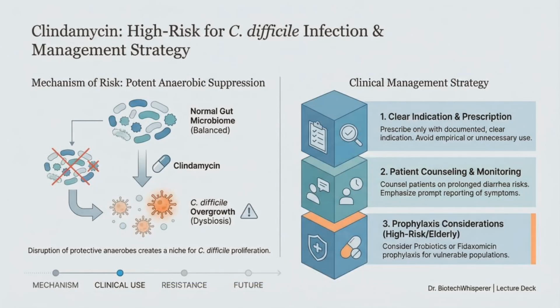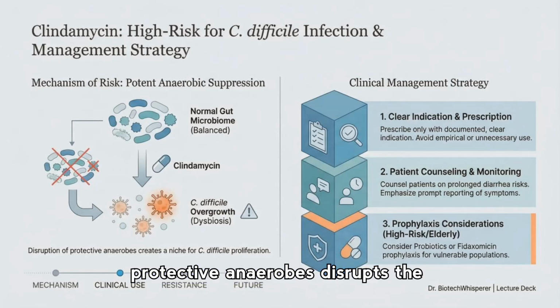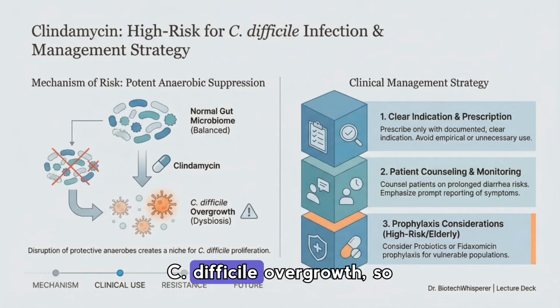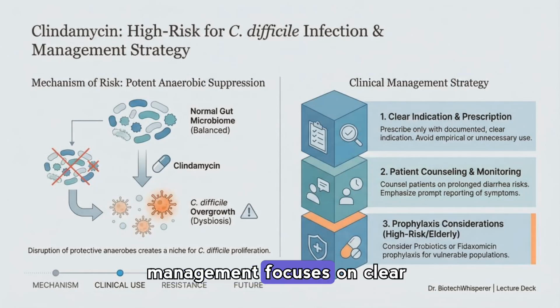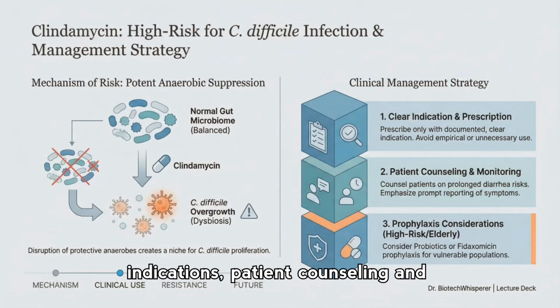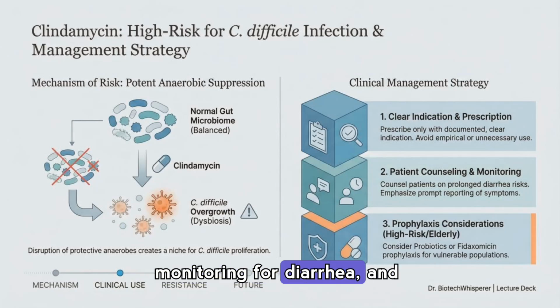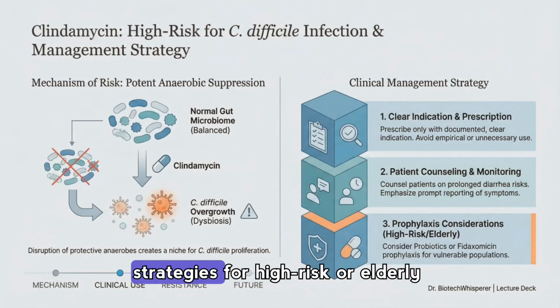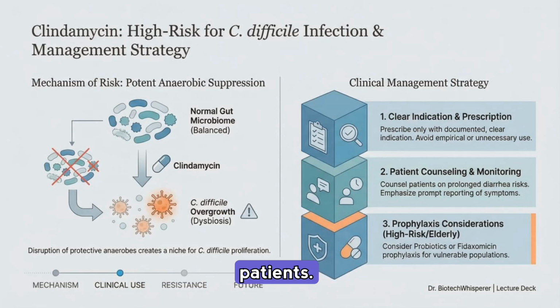The risk diagram explains why clindamycin carries a higher risk for C. difficile. Potent suppression of protective anaerobes disrupts the gut microbiome, creating a niche for C. difficile overgrowth, so management focuses on clear indications, patient counseling and monitoring for diarrhea, and considering prophylaxis or targeted strategies for high-risk or elderly patients.